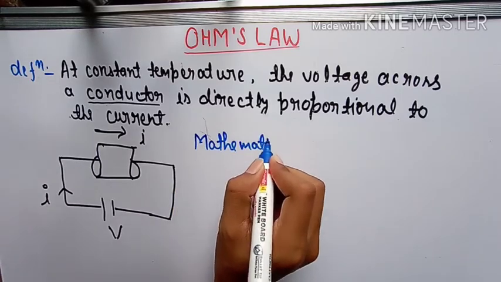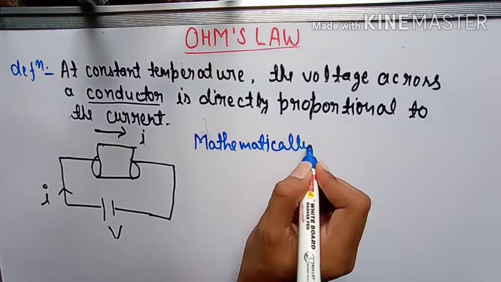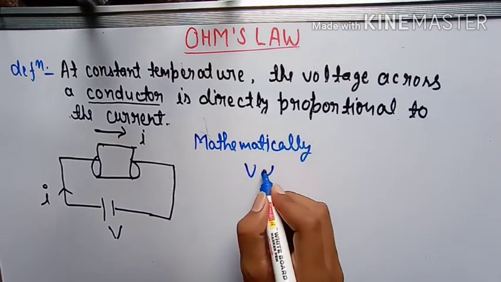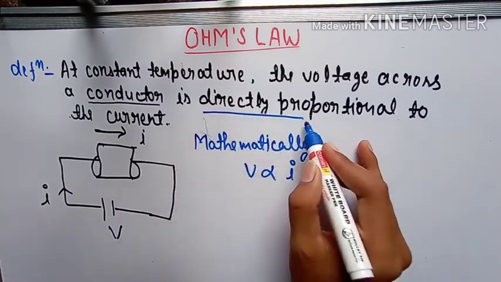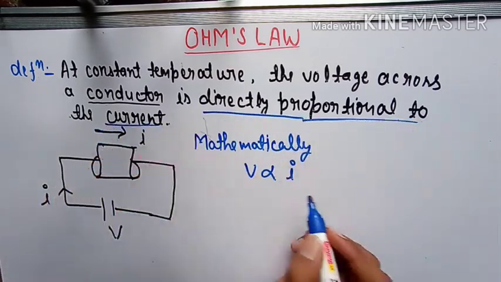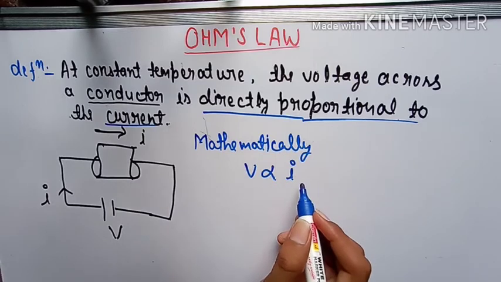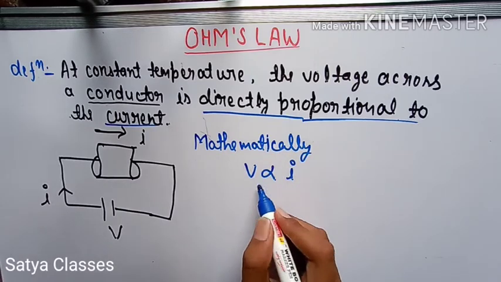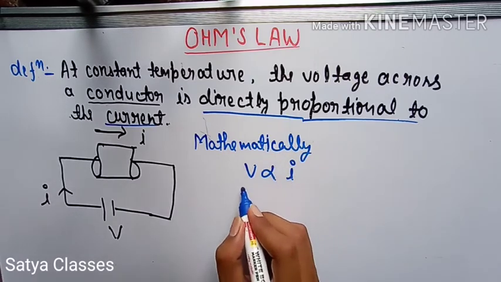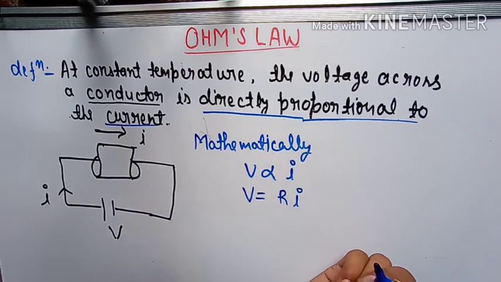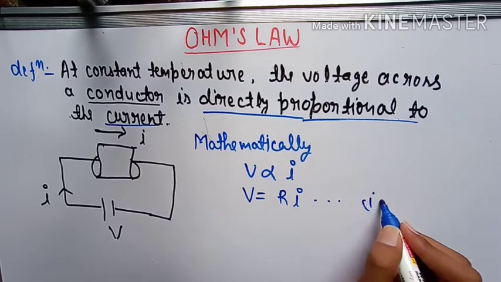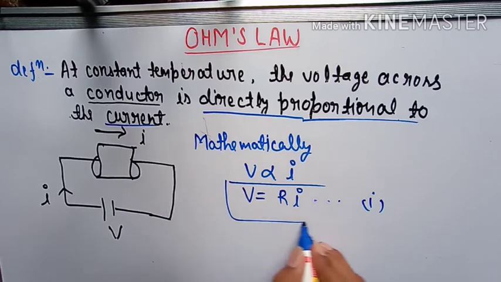Mathematically, the voltage is directly proportional to the current. Look, directly proportional to the current. So this is stated as V directly proportional to I. Now you have to remove this sign of proportionality. So as you remove this sign, a constant comes in, and V is equal to RI will be the law. Okay, this is the first equation.